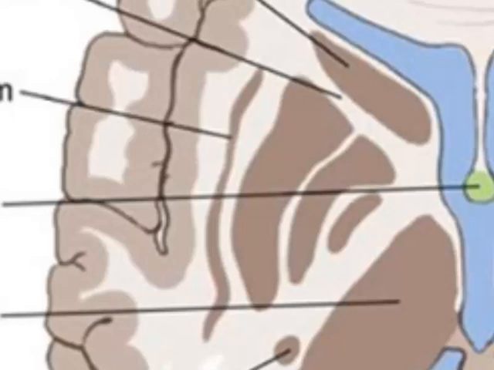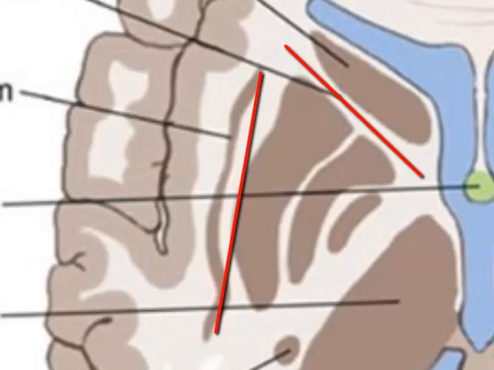These tracts of white matter are the internal capsule, which separates the thalamus and caudate nucleus from the lentiform nucleus, the external capsule, separating the claustrum from the lentiform nucleus, and the extreme capsule, which separates the claustrum from the insular cortex.